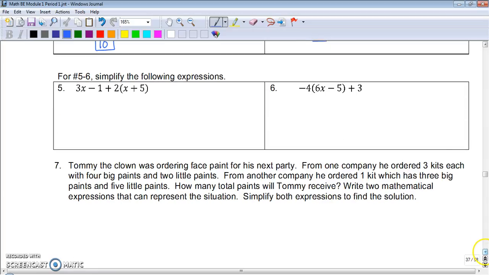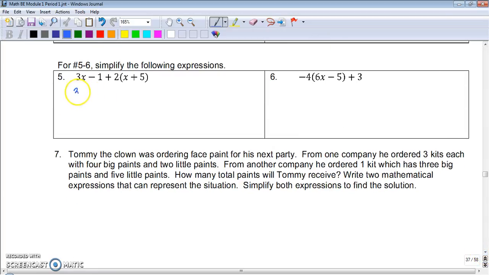Next, we're going to simplify expressions. We'll do the same thing. We'll start with our sign changes. Then we're going to distribute the 2. So we're going to have 3x plus negative 1 plus 2 times x plus 2 times 5, which is 3x plus negative 1 plus 2x. 2 times 5 is plus 10.